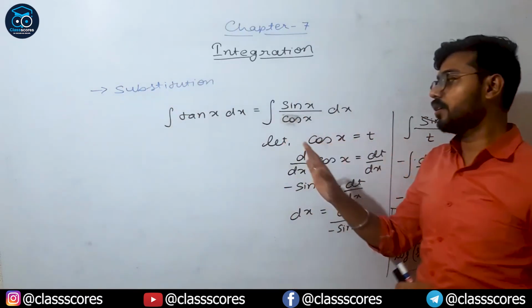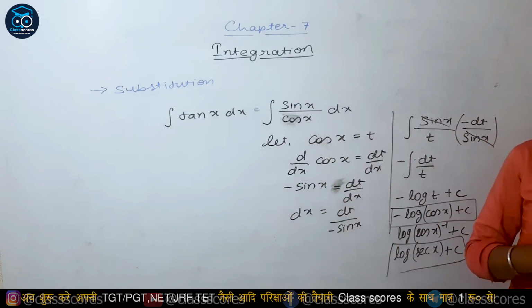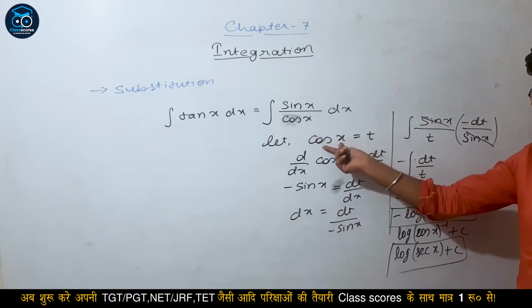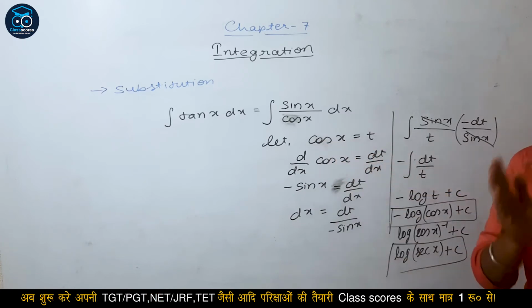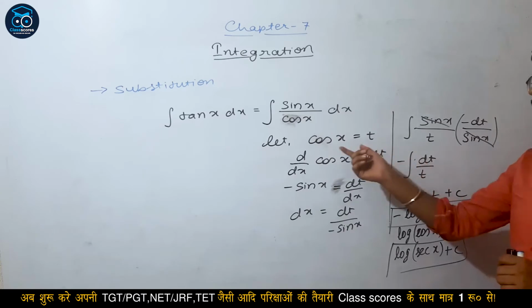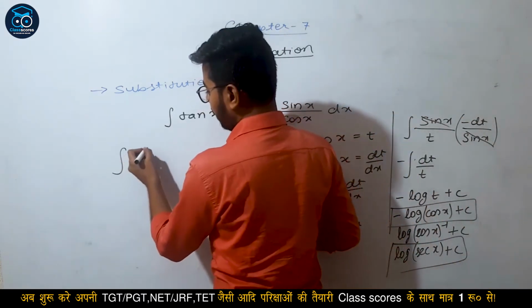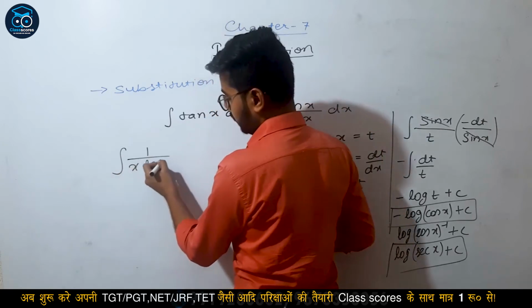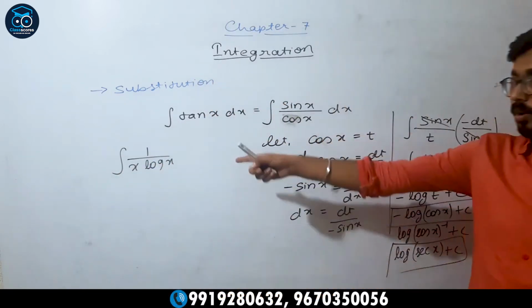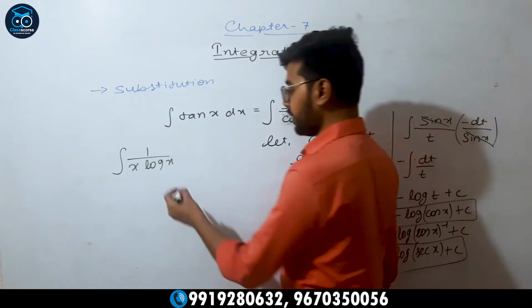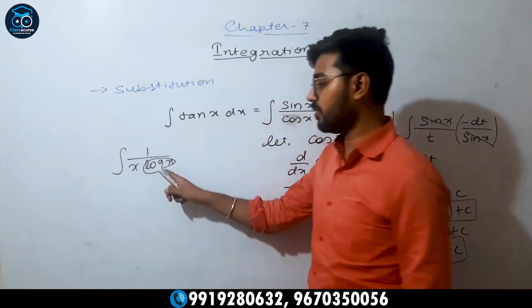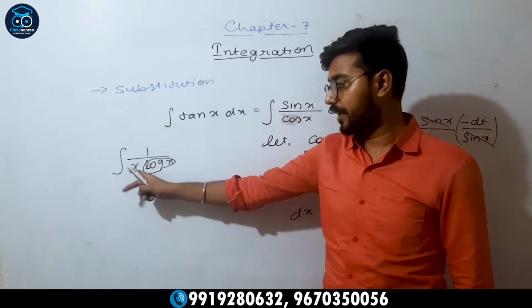In this method, we always need to assume that function whose derivative is available in the given equation. For example, if someone gives you 1 upon x log x, in this question we know very well the differentiation of log x is 1 upon x, and here it is available.